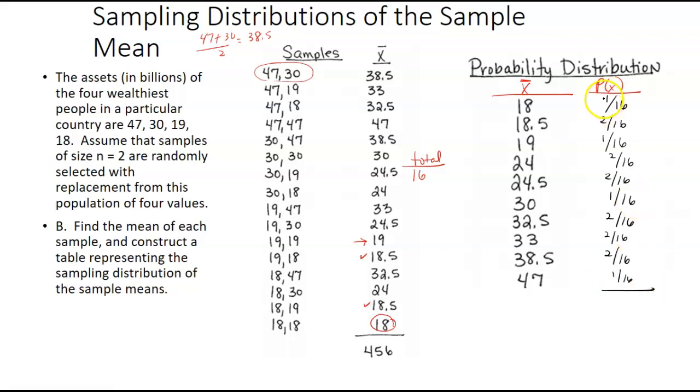I want to make sure that these add up to 16. So 3, 4, 5, 6, 7, 8, 9, 10, 11, 12, 13, 14, 15, 16. So we have a total of 16 over 16, which is going to equal 1. This is going to be my probability distribution to represent the sampling means that I have here.